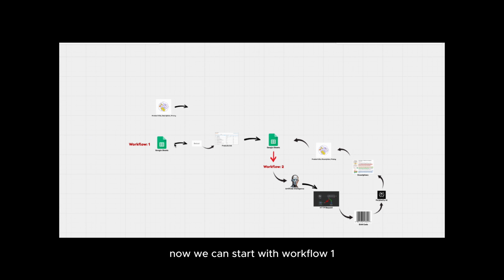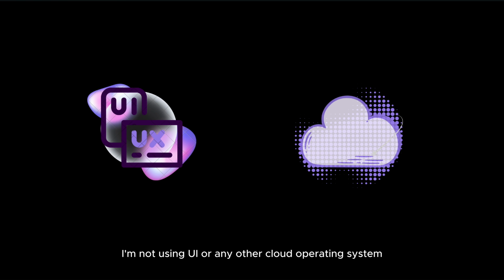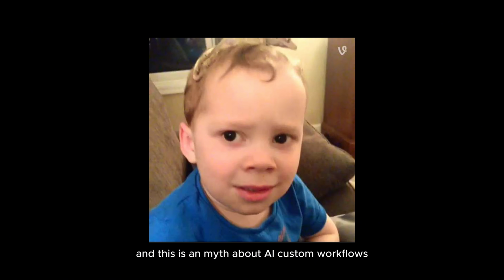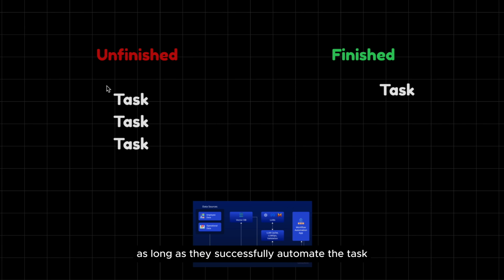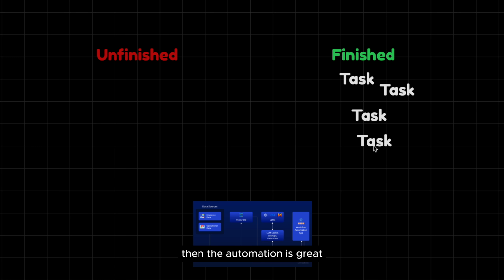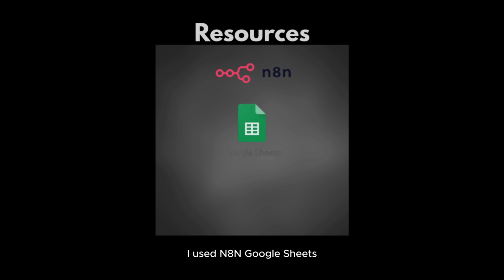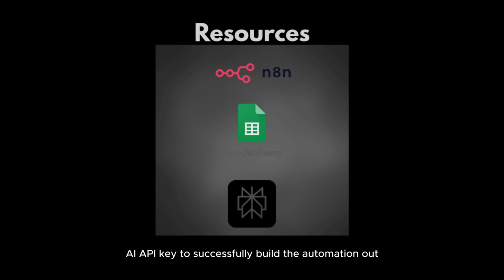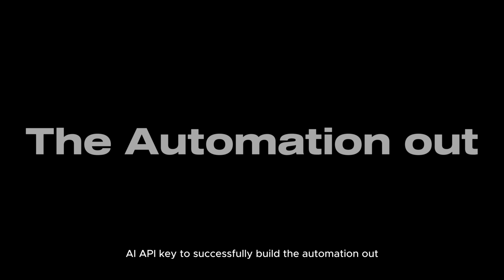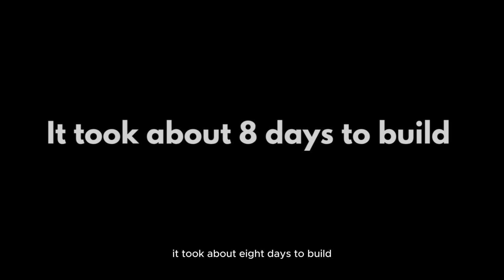So let's create it. Now we have the blueprint of this automation, so we can start with workflow 1. For this system, I'm not using any UI or other cloud operating system, and this is a myth about AI custom workflows. As long as they successfully automate the tasks, then the automation is great. So it was time to build. I used n8n, Google Sheets, and a Perplexity AI API key to successfully build the automation out. It took about 8 days to build.